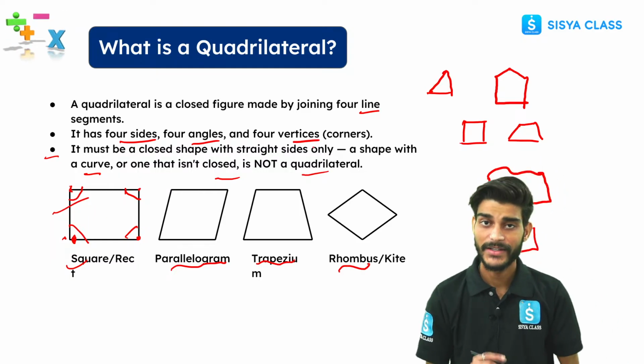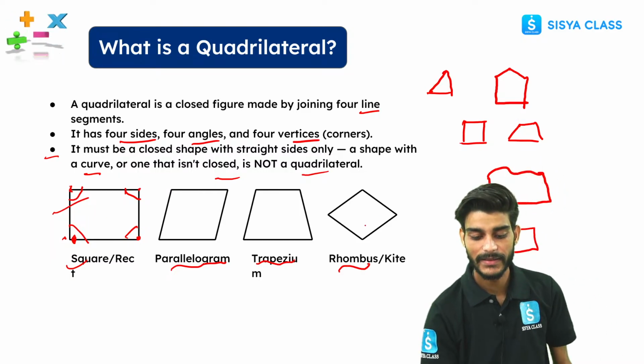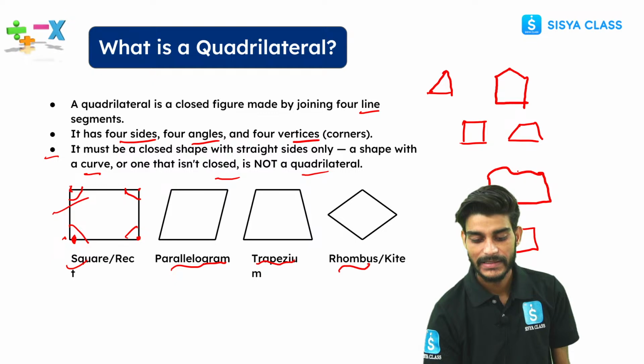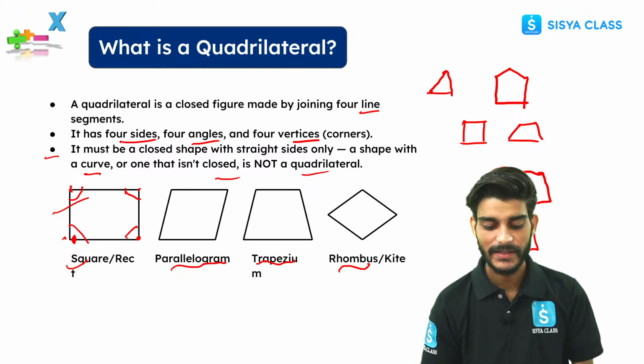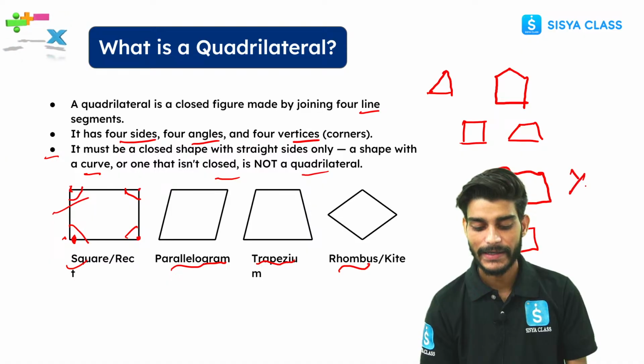This is what I told you. It should be straight only. Like here, this side is not a straight line. This is basically a curve. So this is not a quadrilateral. Understood?